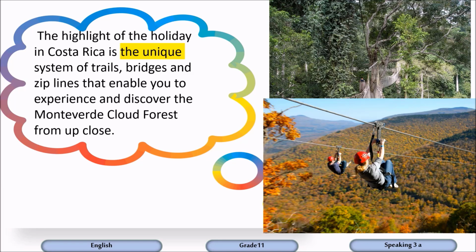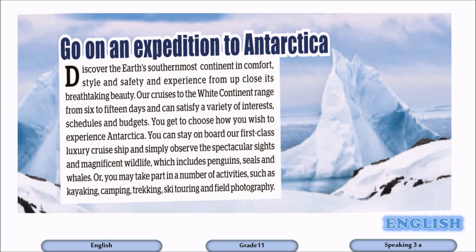Alright, how about going on an expedition to Antarctica? So an expedition means a journey undertaken by a group of people with a particular purpose, especially to explore a place. Let's focus on the underlined phrases here. Breathtaking beauty, the spectacular sights and magnificent wildlife, which includes penguins, seals, and whales. Breathtaking, spectacular, magnificent are extreme adjectives used to describe that the place is really very, very good.